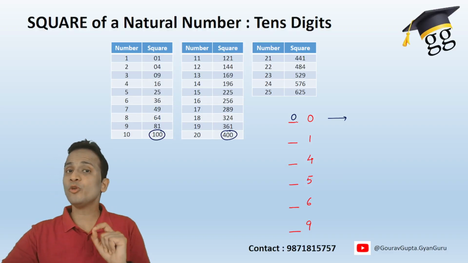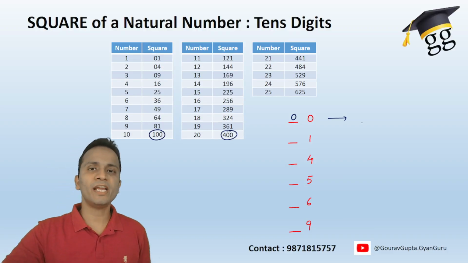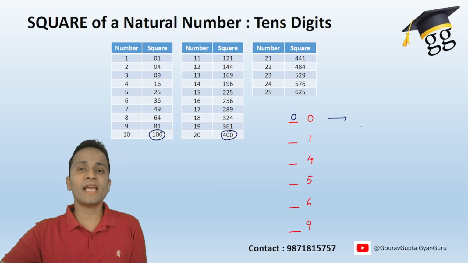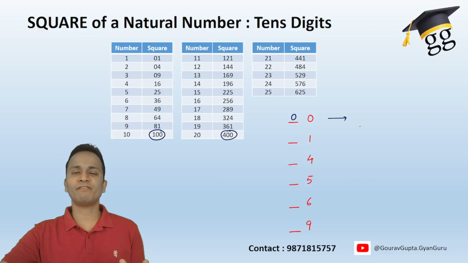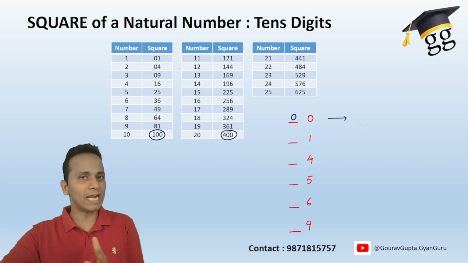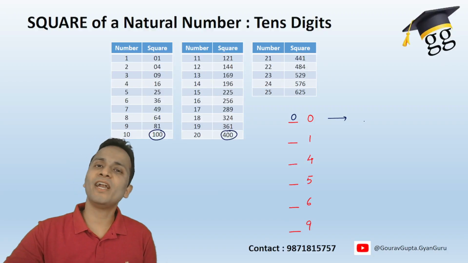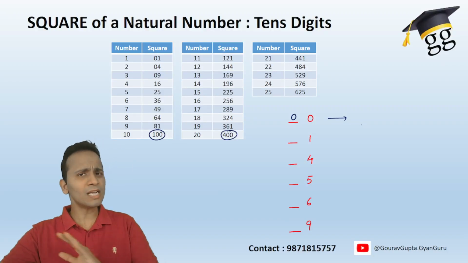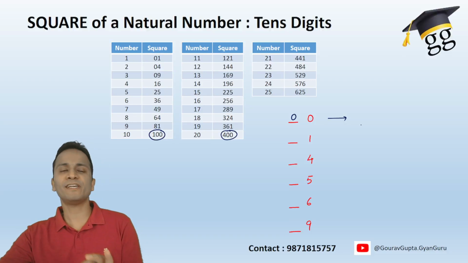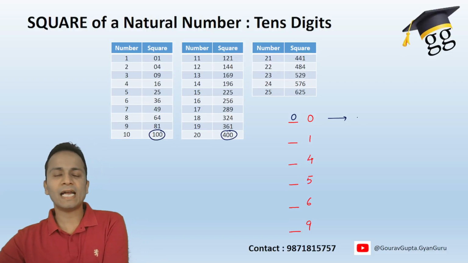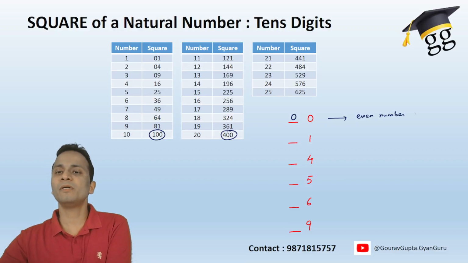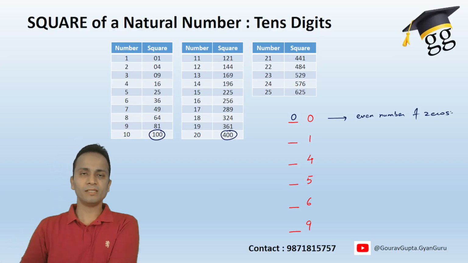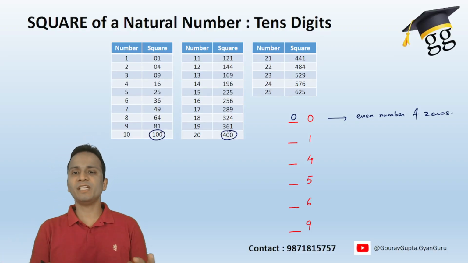All right. Also, you can say that if a perfect square is ending with 0, then it will always end with an even number of zeros. So there will be either 2 zeros at the end, or 4 zeros, or 6 zeros, or 8 zeros, or 10 zeros, and so on. A perfect square can never end with an odd number of zeros. कभी भी odd number of zeros नहीं होंगे किसी भी perfect square के end में. All right. So I can say that a perfect square will always end with an even number of zeros.